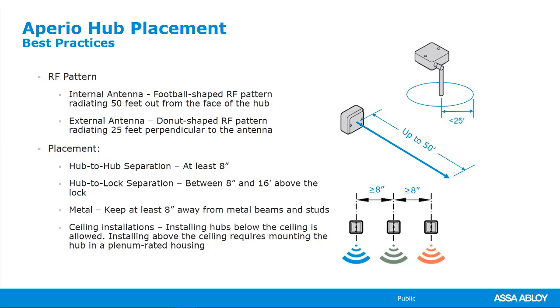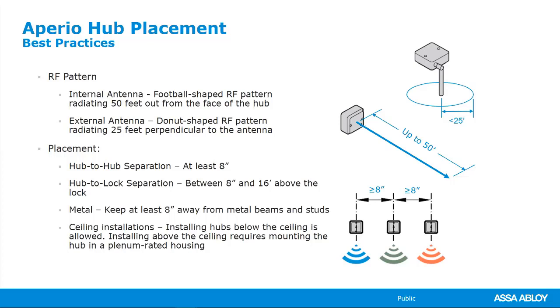And then when it comes to the hub to lock separation, again, try to keep that 8 inches apart. And on a typical wall installation, you want to go no higher than 16 feet above the lock. Like we discussed, if you need to go higher because it's a warehouse or something like that, you can absolutely mount that on the ceiling, but it may require additional hubs.